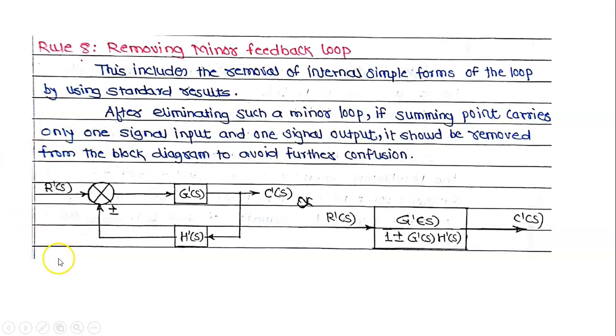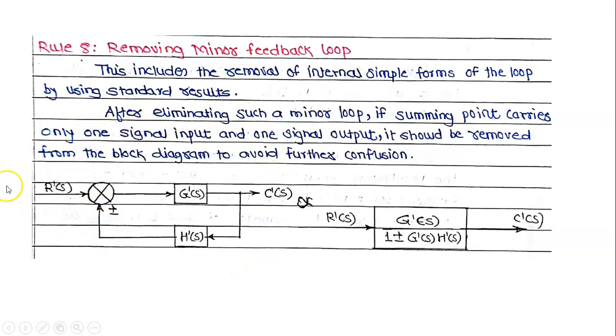This type of diagram is known as a feedback loop diagram or minor feedback loop, in which R(S) is the input signal, given to the summing point. From the summing point, the signal is given to this block G. From the block G, this controlled output C(S) is there. This signal is taken off as the feedback signal and given to this feedback block H(S). This same signal is fed back to this summing point, its sign is plus or minus.